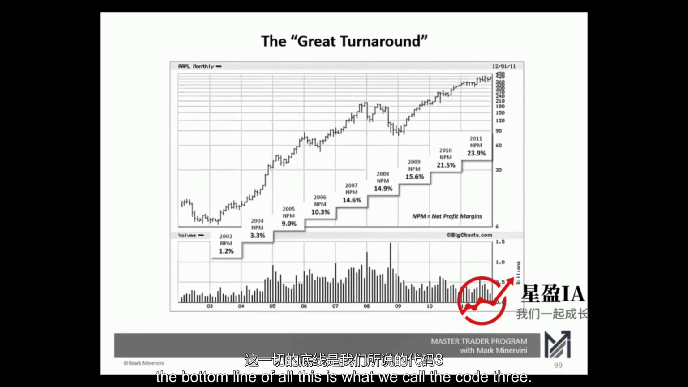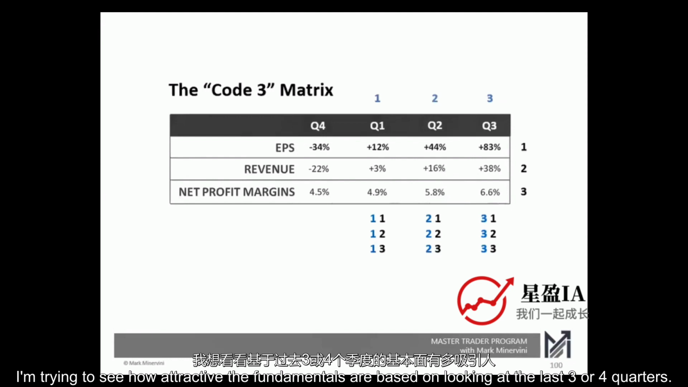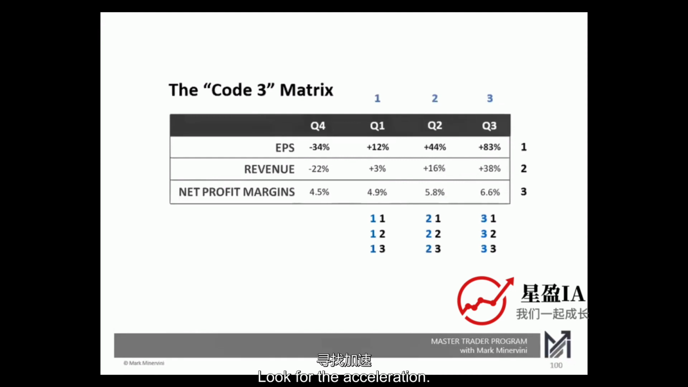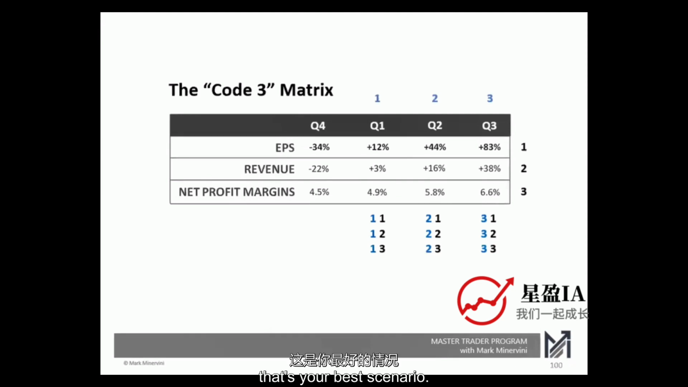So now the bottom line of all this is what I call the Code 33 matrix. Basically, what I'm trying to ascertain when I'm looking at acceleration is how attractive the fundamentals are, based on looking at the last 3 quarters. Look at the last 3 or 4 quarters, look for the acceleration. If you've got acceleration in earnings, that's great. If you've got acceleration in earnings and revenue, that's even better. And if you've got acceleration in earnings, revenue, and margins, that's your best scenario. That's what I call the Code 33 stock.